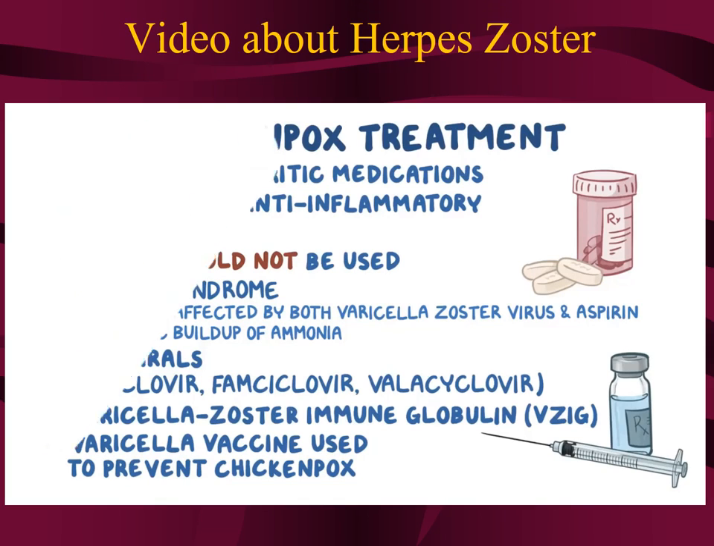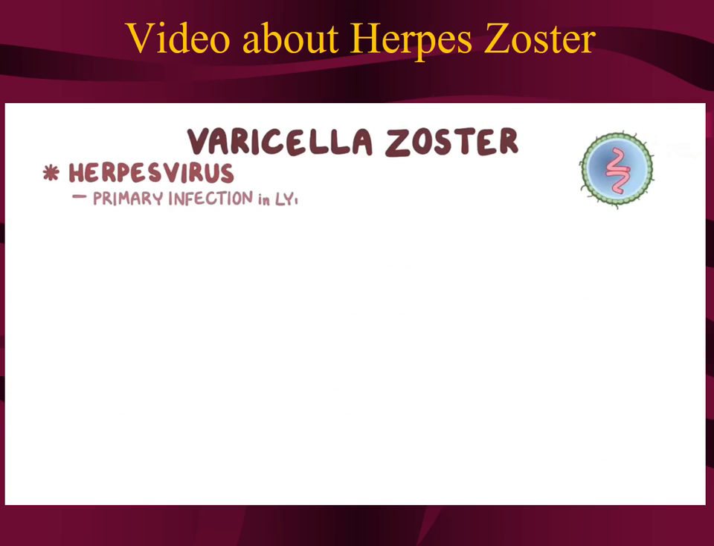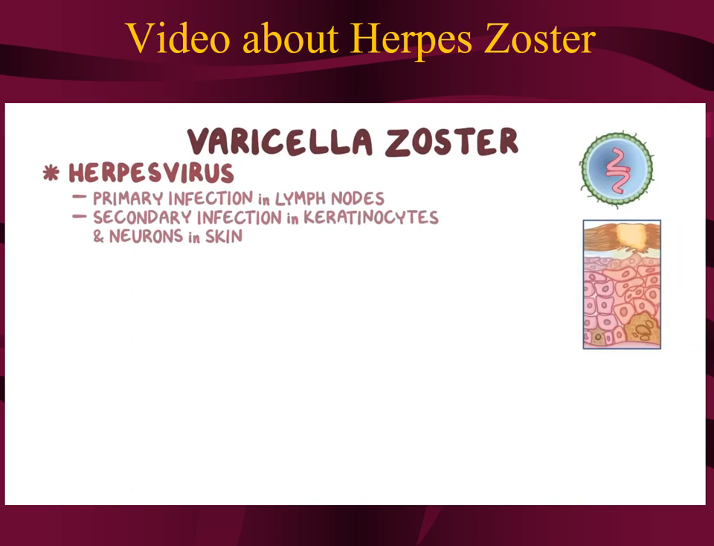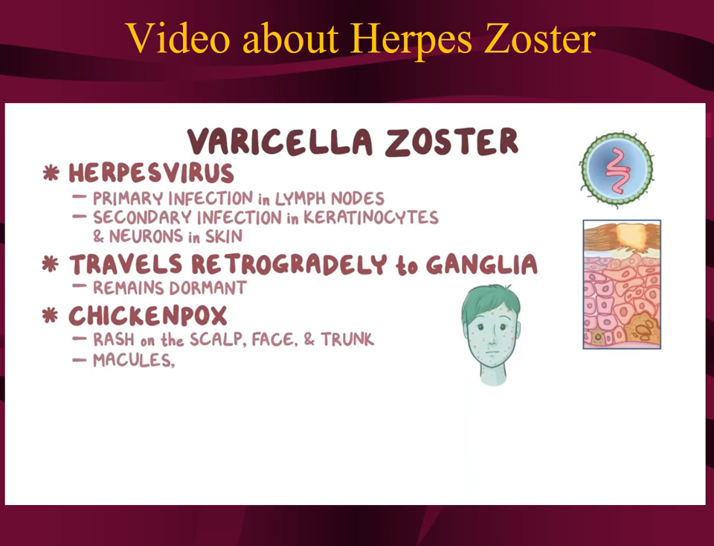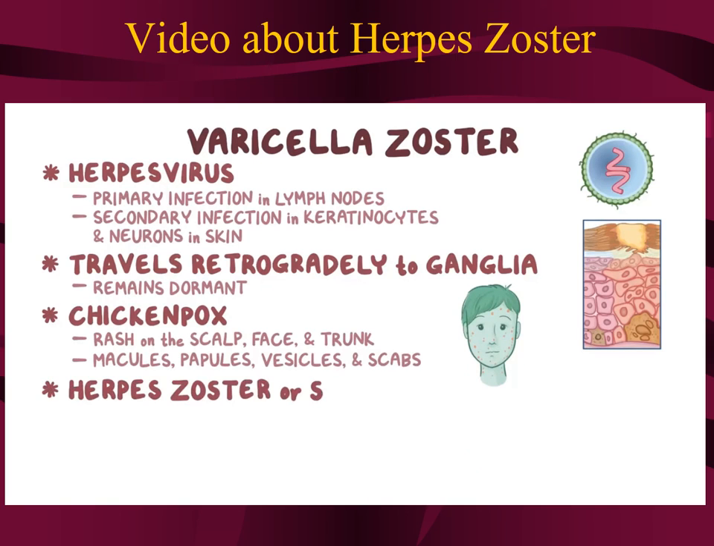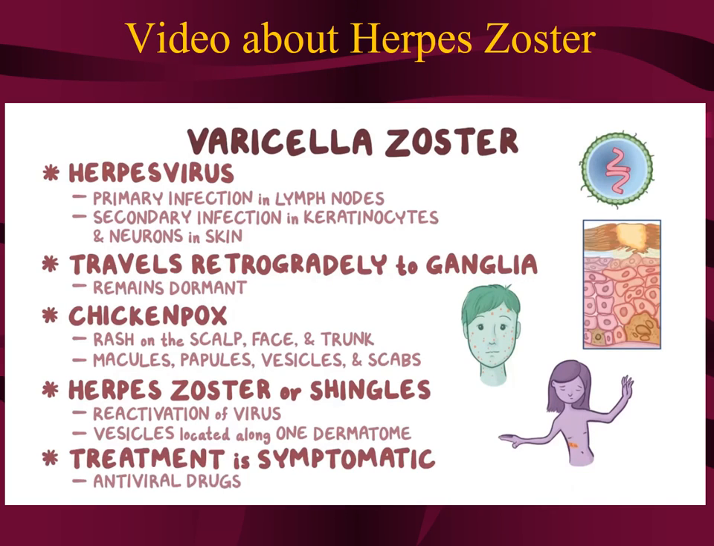All right, as a quick recap, varicella zoster virus is a herpes virus that causes primary infection in the lymph nodes and secondary infection in the keratinocytes and neurons in the skin. From the neurons in the skin, it travels retrogradely to the nerve ganglia, where it remains dormant. Chickenpox is characterized by a rash on the scalp, face, and trunk that contains macules, papules, vesicles, and scabs at the same time. Herpes zoster, or shingles, is caused by the reactivation of the virus with vesicles located along one dermatome. Treatment is usually symptomatic and in some cases includes antiviral drugs.